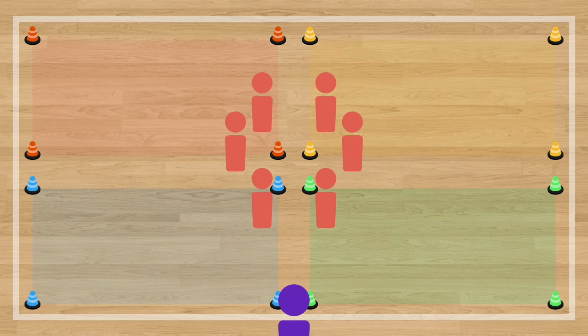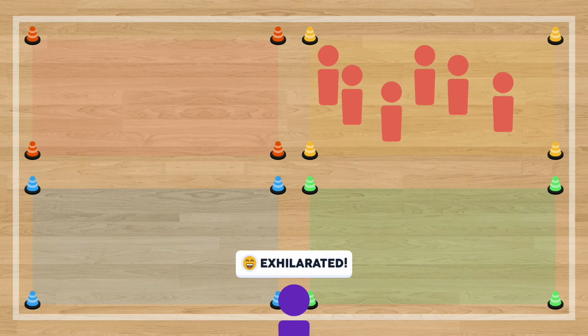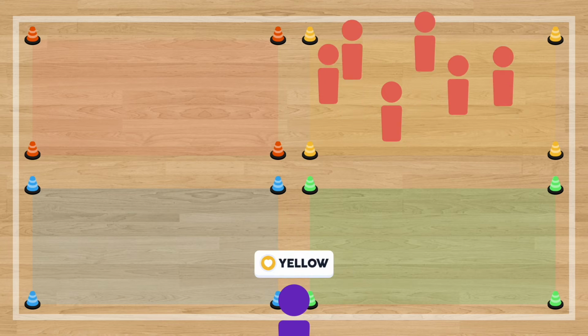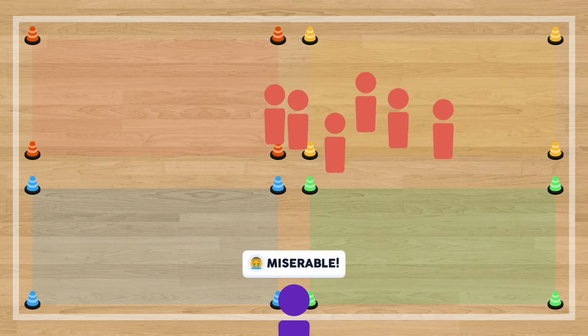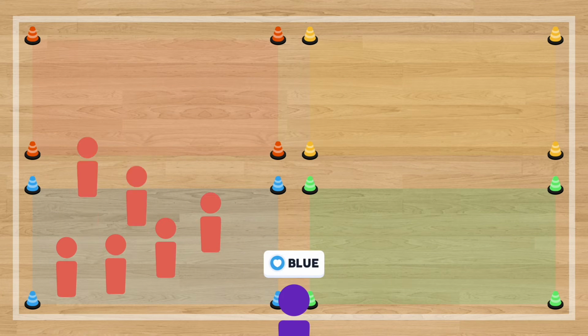Now, when the teacher calls out an emotion, the students need to run to the zone that they believe that emotion lives in. Once the students are done moving, the teacher will reveal the zone that that emotion comes from, and any students who guess correctly earn a focus point.